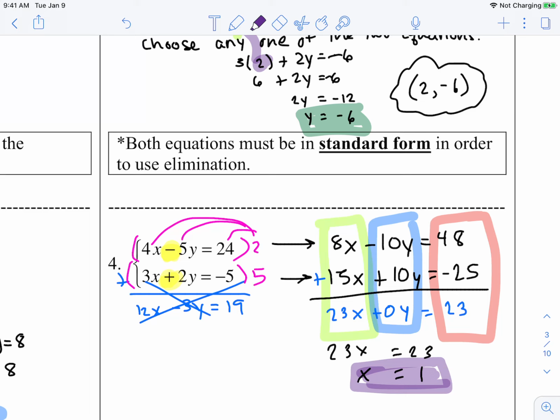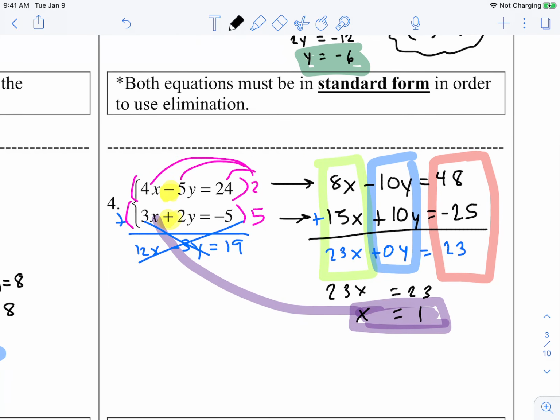Again, what do I do with that? Well, I take that x and I put it back into one of the original equations. Okay? You get to choose which equation. I'm going to choose the smaller of the two, and I'm going to plug it into the x on the 3. So I'm going to go 3 times 1 plus 2y is equal to negative 5. 3 times 1 is 3.